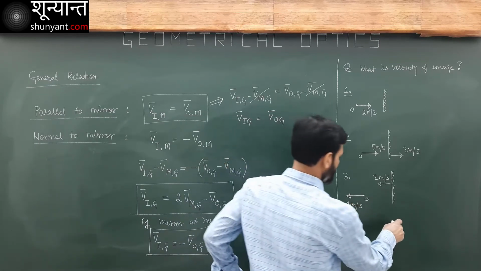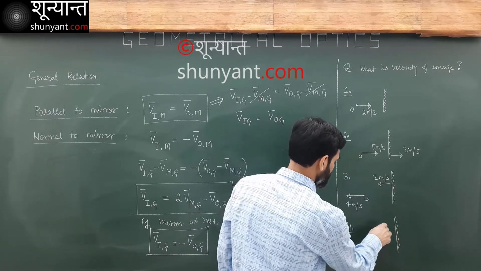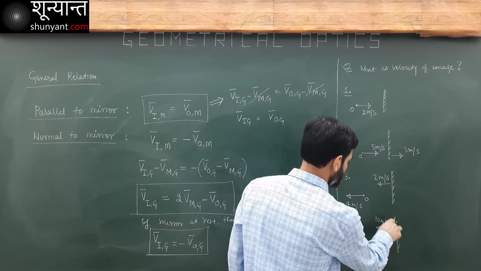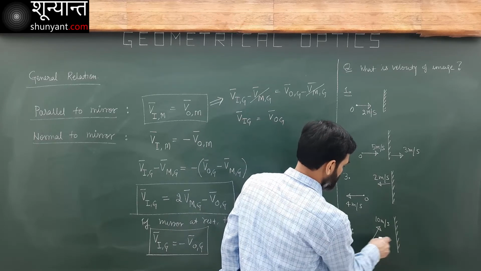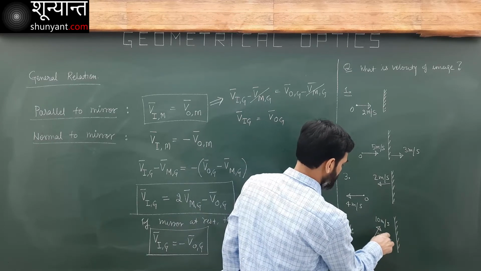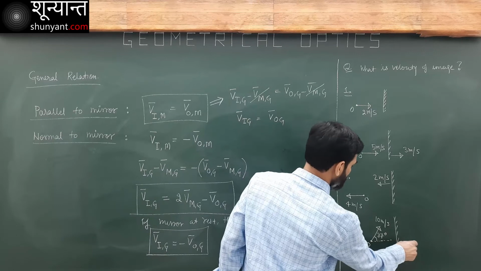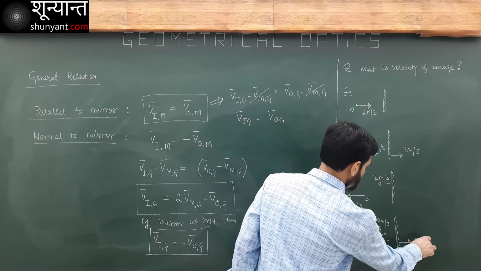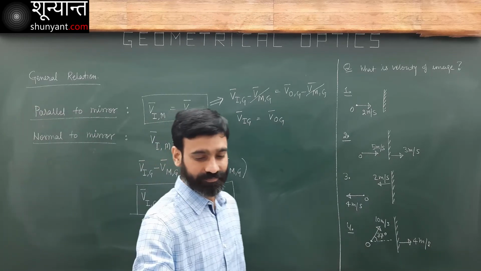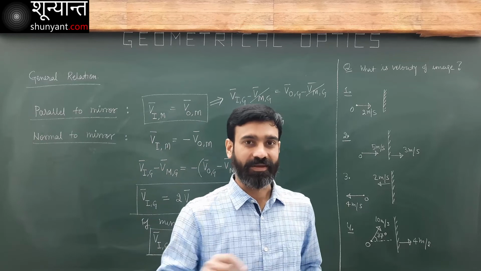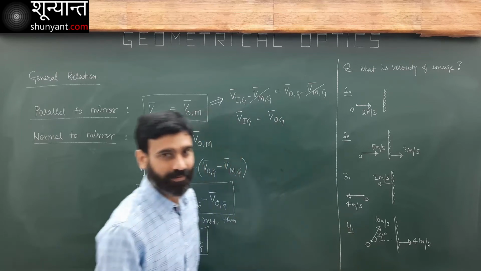And then the fourth one. Fourth case: I have this case here. Let's do all these cases. I have this, let's say, 10 meters per second, and then it is moving at some angle here. This angle is, let's say, 37 degrees, and the mirror is moving with some velocity, let's say 4 meters per second. What is going to be the velocity of the image? When we say velocity of image, that means velocity of image with respect to ground.